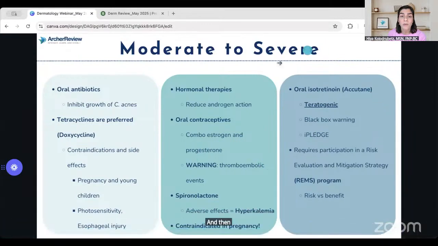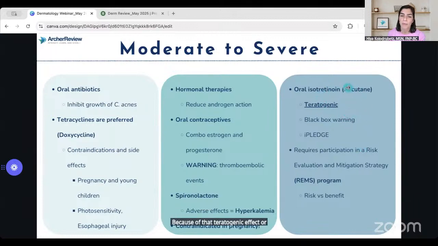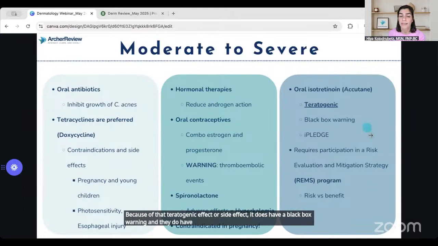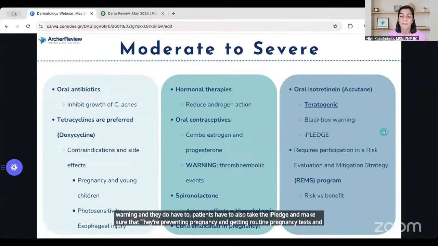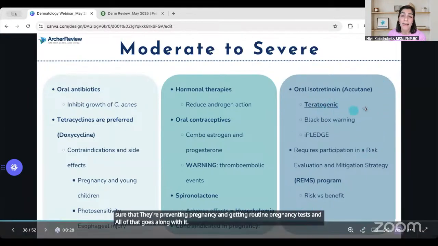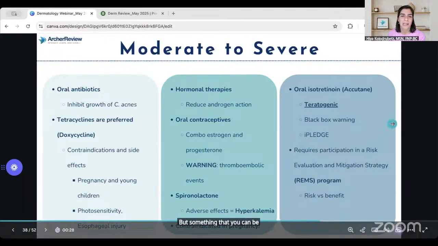And then in some cases, you are going to send them off to dermatology and you're going to manage them until they get there, right? You have to be a qualified prescriber through the iPledge program to prescribe Accutane, which is oral isotretinoin. Because of that teratogenic effect, it does have a black box warning, and patients also have to take the iPledge and make sure that they're preventing pregnancy and getting routine pregnancy tests, and all of that goes along with it. But I've seen oral isotretinoin do wonders for patients. So it's definitely not something to shy away from if you're really seeing a severe case, but it's something that you can be doing while they're waiting to get in to see dermatology.